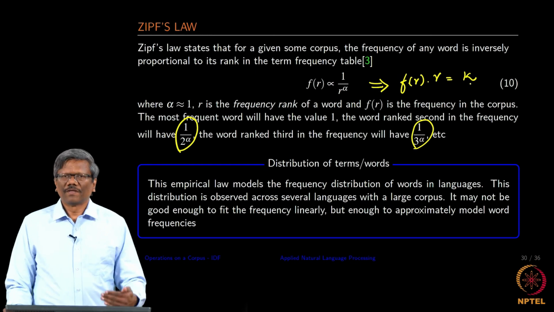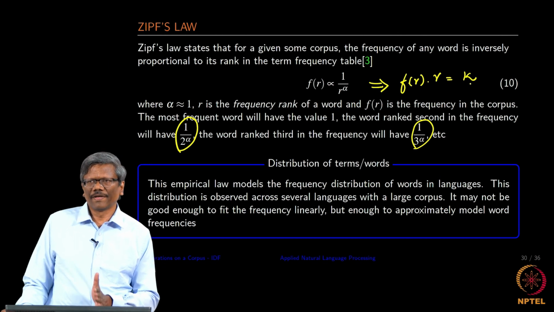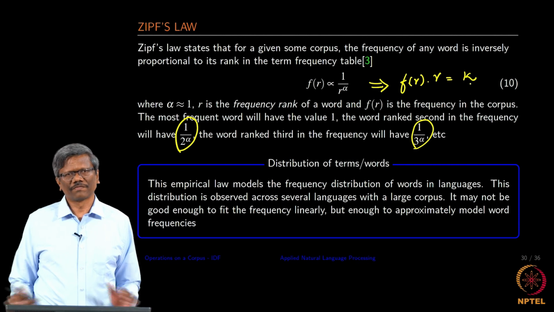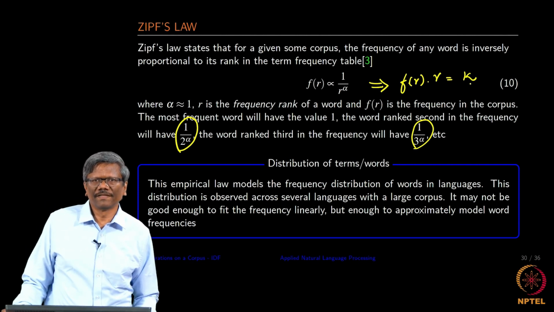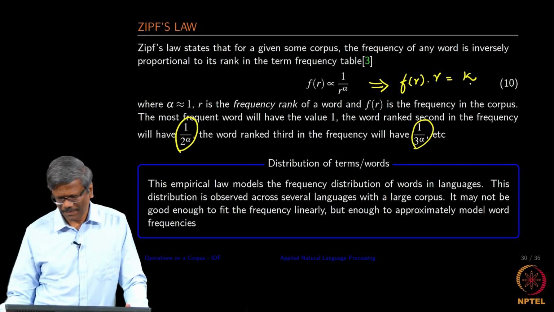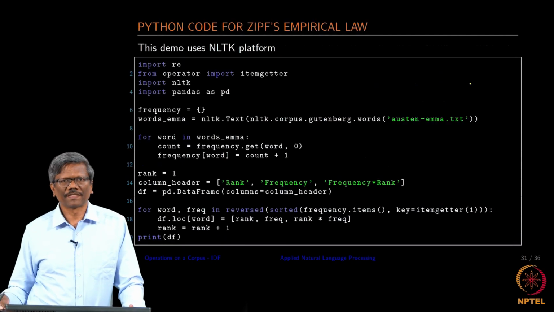Is it really true in every case? This is just an empirical law. It may not work out very well for every document or corpus that we find. So, it roughly gives you that the frequency and the rank would be almost equal to a constant value. Okay. So, this is useful in terms of modeling the corpus.